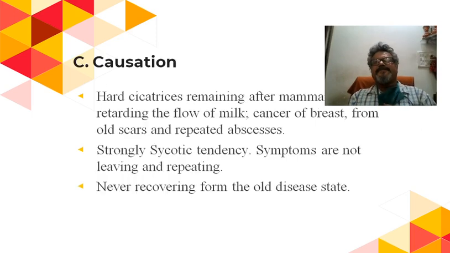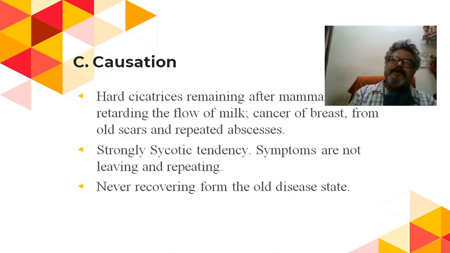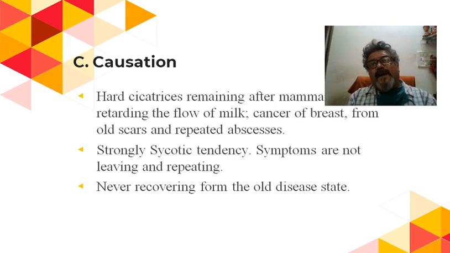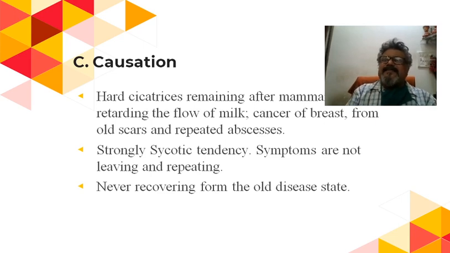Now, congestion. Hard cicatrices remaining after mammary abscess, retarding the flow of milk, cancer of the breast, promotes scars and repeated abscesses. Now, a strong psychotic tendency. Symptoms are not leaving and they are repeating. Some say it is tuberculosis. But as far as the diseases are concerned, that is CF raised. So it is more tending towards psychosis, not that much tuberculosis. And they are not recovering from the old disease.